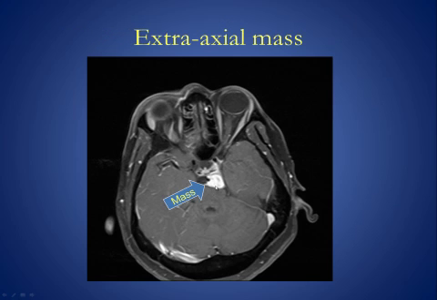So another example of an extraaxial mass. This mass is adjacent to the pons, and it's pushing on the pons. You can see that the pons is a little effaced with some mass effect. And this is a post-contrast study. We can tell because the vessels are bright on this MRI image, and the mass is avidly enhancing. But again, you can see this mass is outside of the brain parenchyma.